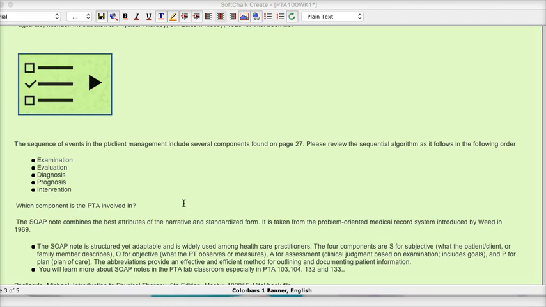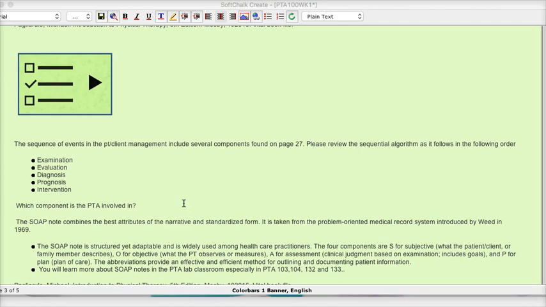And then you have the intervention piece, and that's where you are involved as the PTA. The PT collaborates with you, and the PT provides interventions as well as yourself. So that is where you're involved. And then finally, there's the outcome piece, and the outcome is the result of the interventions in the entire plan of care.